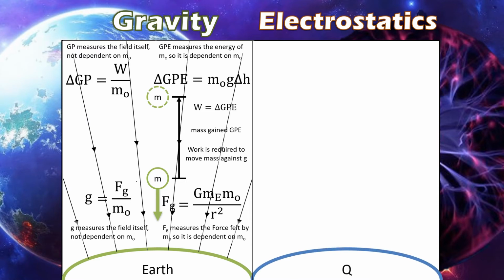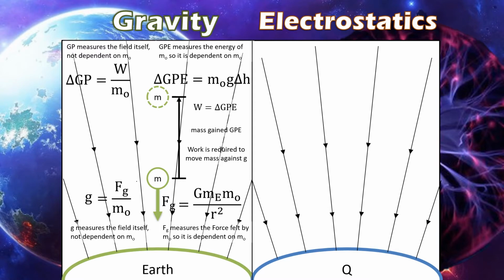Now we have a metal sphere with charge Q, and we have an electric field around that charge. We can measure the electric field strength by doing the force felt divided by the charge. Okay, so now we have a measurement of the field independent of the charge that you place there. Let's say you do place a charge there, and let's say it's attracted.